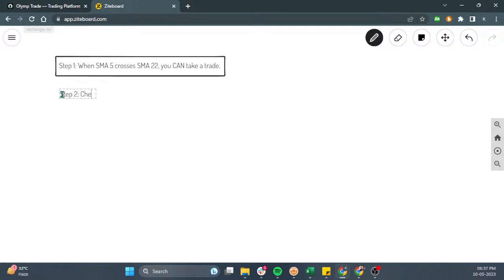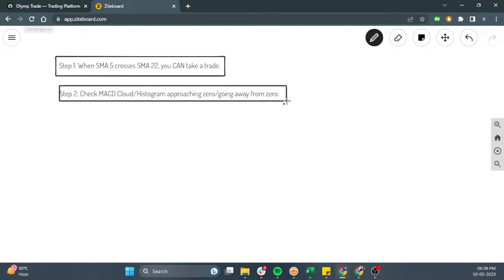Step two: check the MACD cloud, aka histogram, approaching zero or going away from zero. In case this step looks a bit confusing to you, nothing to worry about. I'll try to elaborate on the graph for you guys.